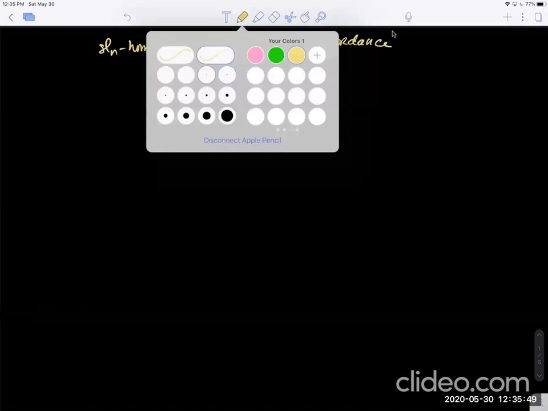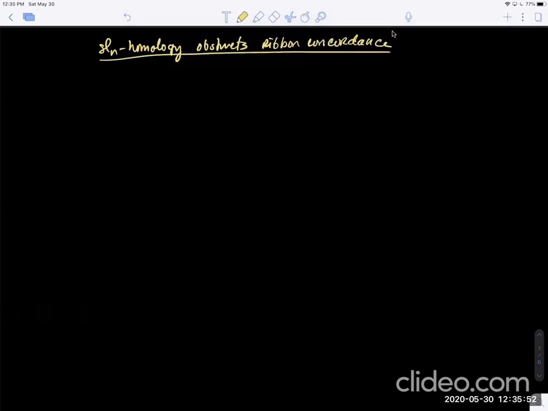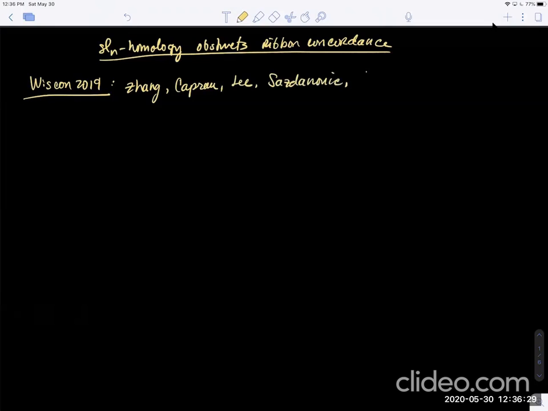Before I begin, I want to point out that this is a project that stemmed out of WisCon 2019. WisCon stands for Women in Symplectic and Contact Geometry and Topology. This project was initiated jointly with Melissa Zhang. I'm going to get all the names out of order, so I apologize. Nothing here is alphabetical: Carmen Caprau, Christine Lee, Radmila Sazdanovich, Adam Lawrence, and myself.